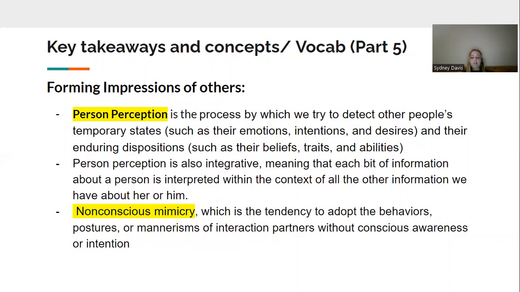Forming impressions of others. Person perception is the process by which we detect other people's temporary states, such as their emotions, intentions, and desires, and their enduring dispositions, such as their beliefs, traits, and abilities, along with their actions. Person perception is also integrative, meaning that each bit of information about a person is interpreted within the context of all the other information we have about him or her.